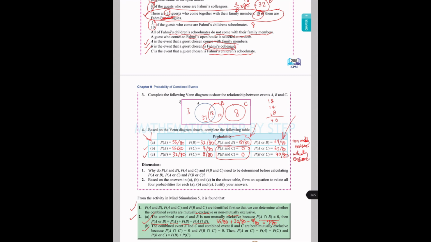Then 2B, the combined event A and C and the combined event B and C are both mutually exclusive, as we have discussed just now, because the probability of getting A intersect C equals 0 and the probability of getting B intersect C is 0. Then the probability of getting A or C equals the probability of A plus the probability of C only. We don't need to minus the intersection because it equals 0. The same goes for the probability of B plus the probability of C, which equals the probability of B or C.